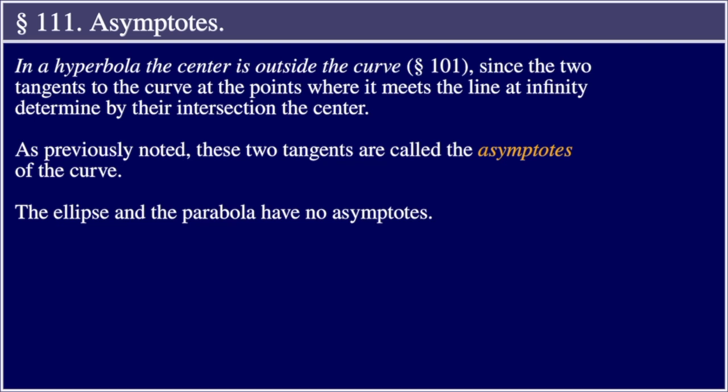Section 111. In a hyperbola, the center is outside the curve. Section 101. Since the two tangents to the curve at the points where it meets the line at infinity determine by their intersection the center, as previously noted, these two tangents are called the asymptotes of the curve. The ellipse and the parabola have no asymptotes.